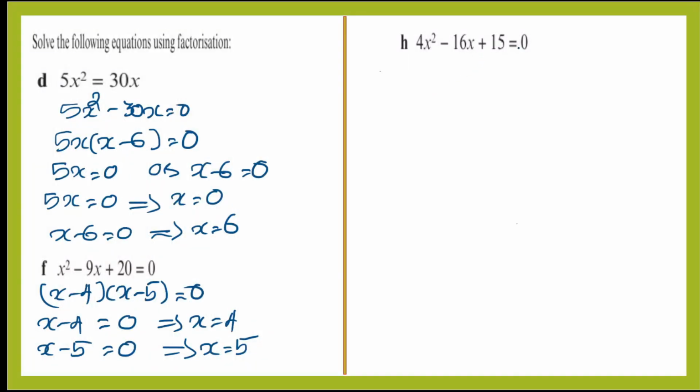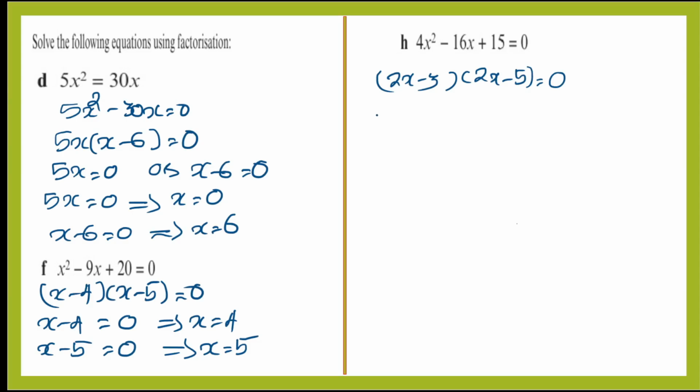Now for x square minus 16x plus 15 equal to 0. Now factorizing the left hand side, (2x minus 3) times (2x minus 5) equal to 0. This means either 2x minus 3 equal to 0 or 2x minus 5 equal to 0.